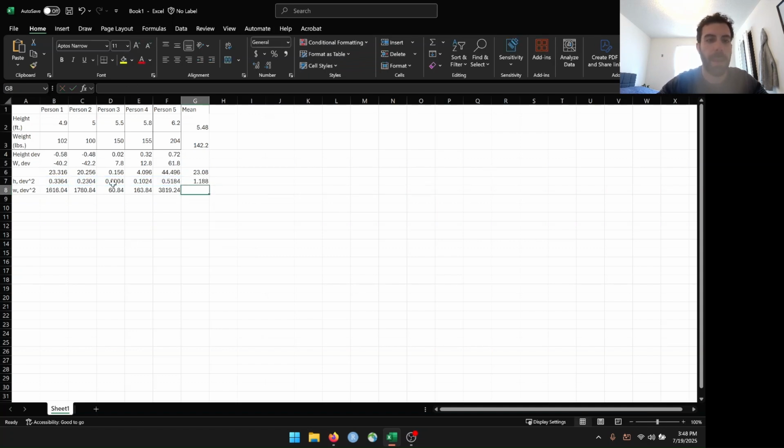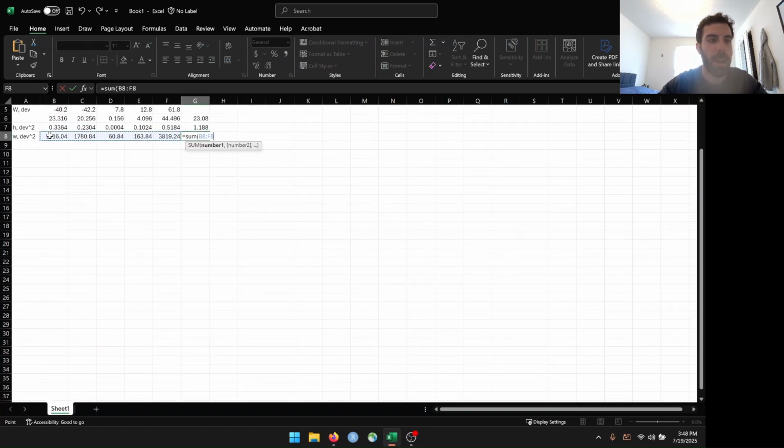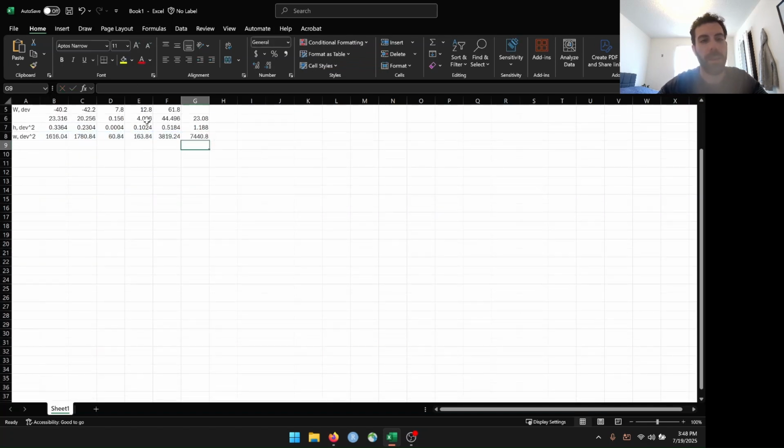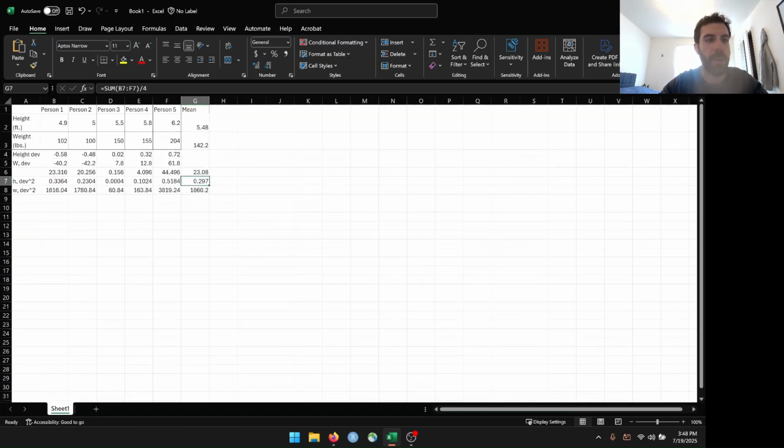right? But that's not quite my standard deviation, right? It's not even my variance yet because I still have to divide by 4. Now it's my variance. To get the standard deviation, all I do is take the square root. So we just wrap these guys in a square root.